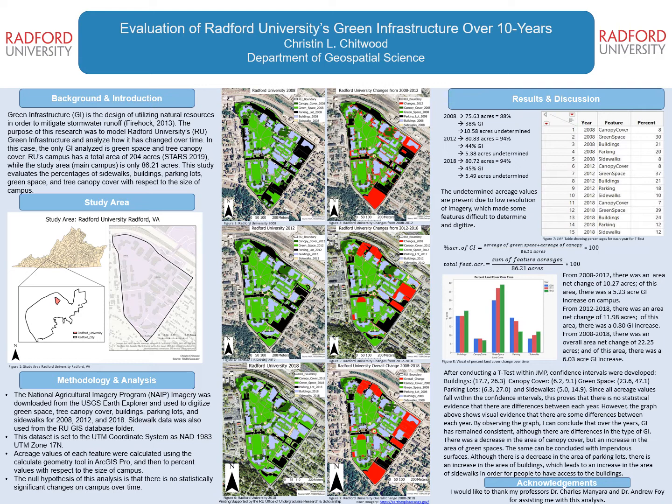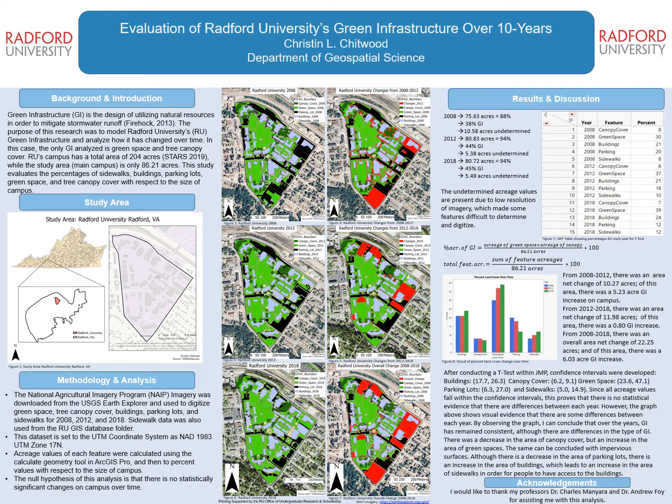The differences between 2012 and 2018 have a change of 11.98 acres. Of this area, there was a 0.8 acre increase of green infrastructure and a total of 45% green infrastructure on campus. From 2008 to 2018, there was an overall change of 22.3 acres. Of this area, there was a 6.03 acre increase of green infrastructure.